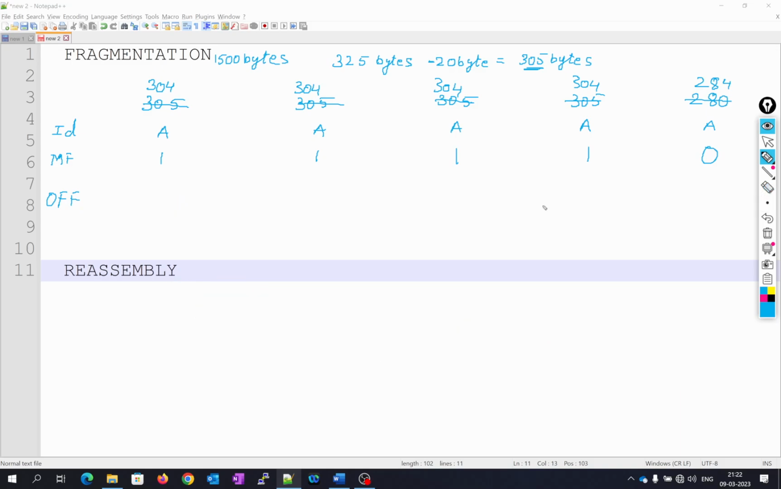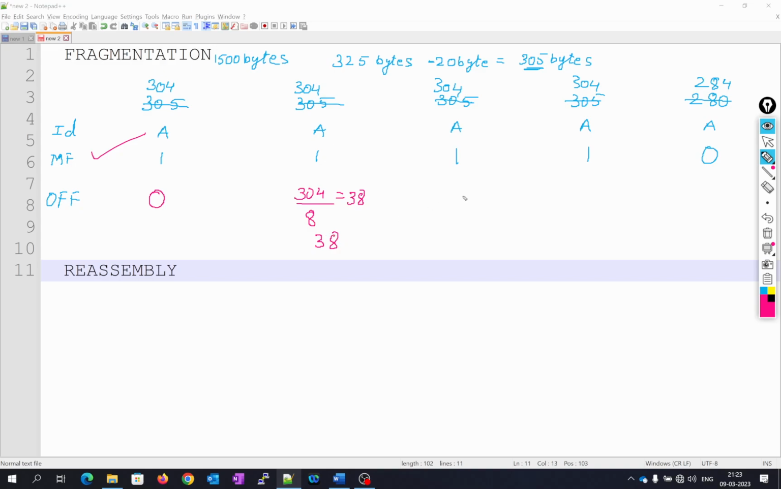Okay, so now the offset field says how many bytes do I have in front of me. So for the first fragment here, how many bytes does it have in front of it? It does not have any bytes in front of it since it is the first fragment, right? Now the second fragment, how many bytes does it have in front of it? It has 304. So as I had mentioned, the offset field is usually denoted by a value that is divisible by 8. So 304 divided by 8 gives us a value of 38. Now, this is the offset value of the second fragment.